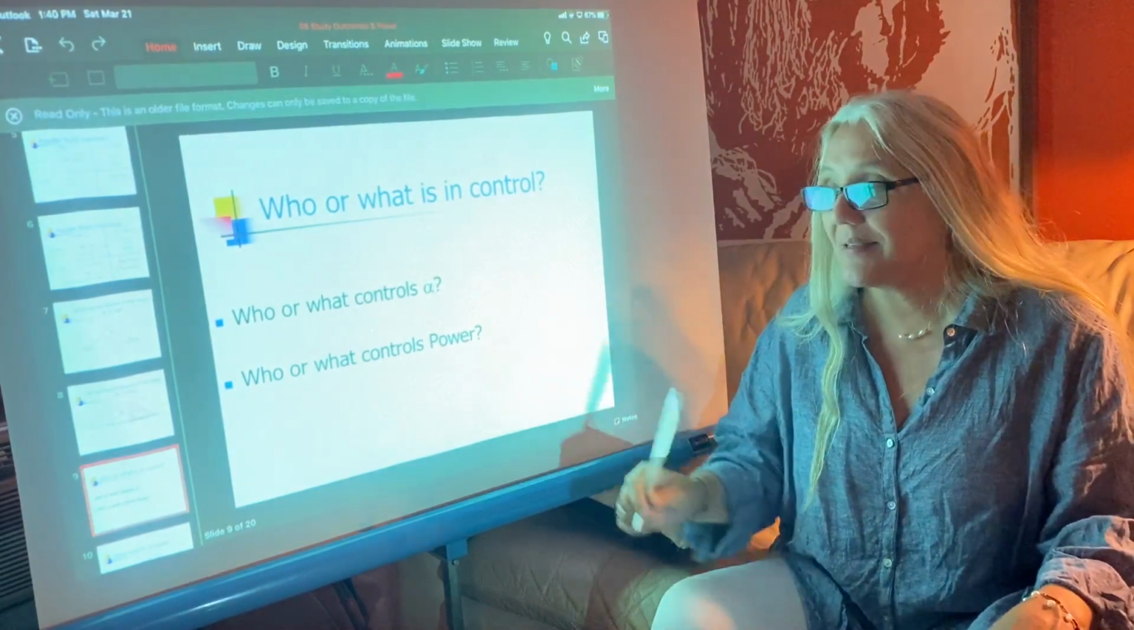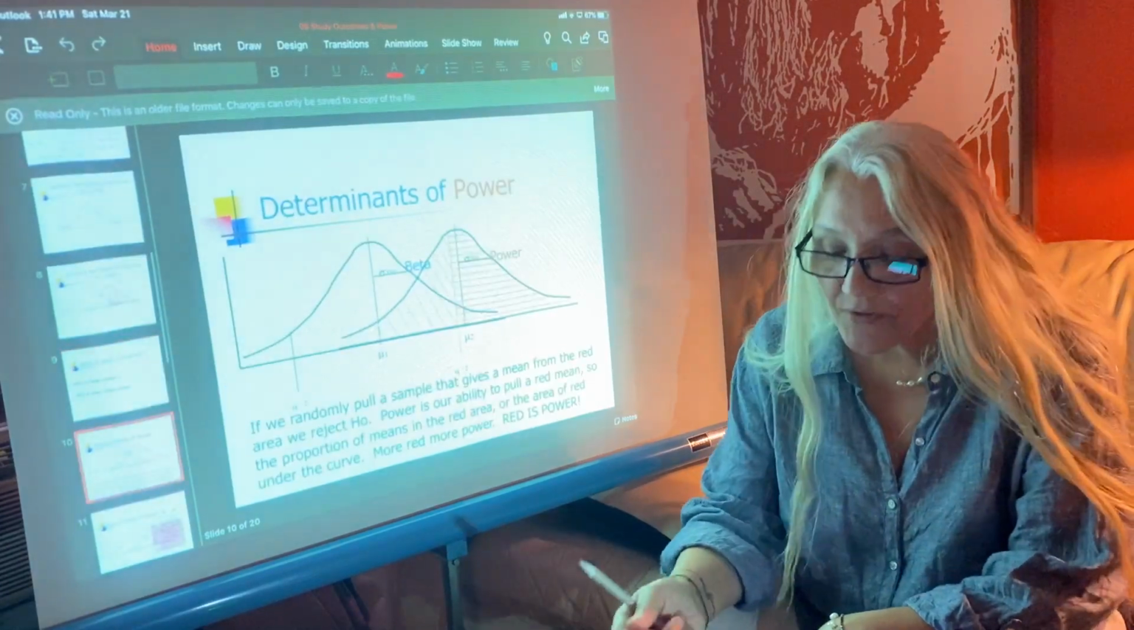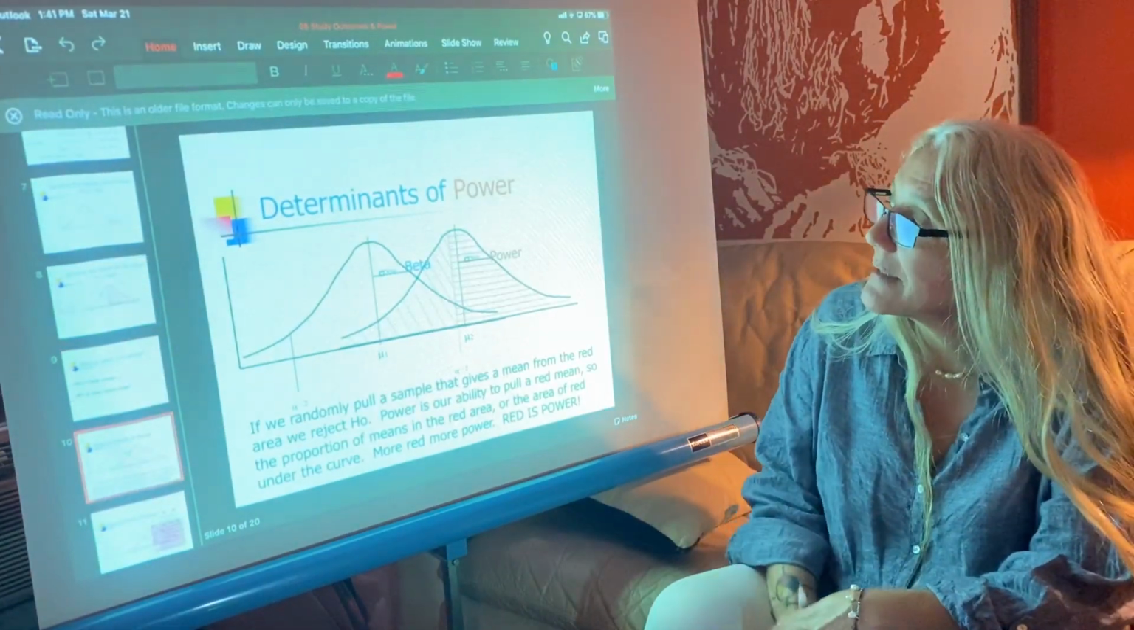But we have a lot of things that matter that influence power. So we need to talk about those. And we're going to call this section determinants of power.